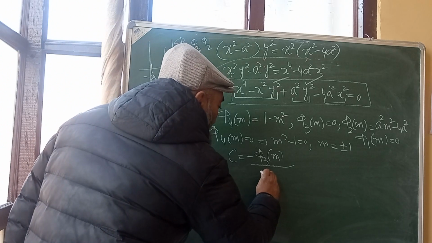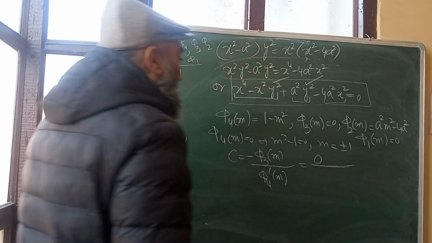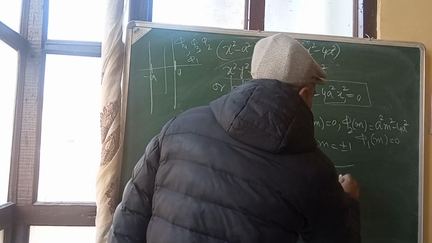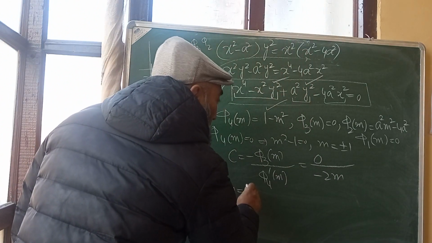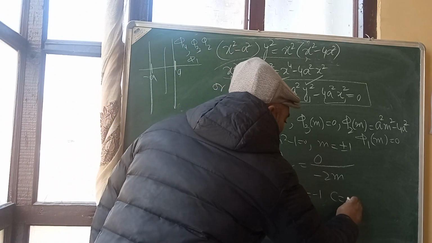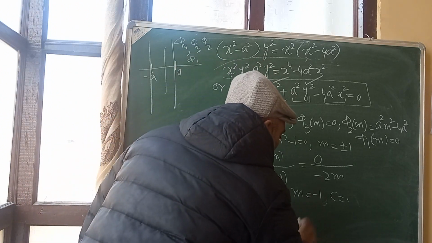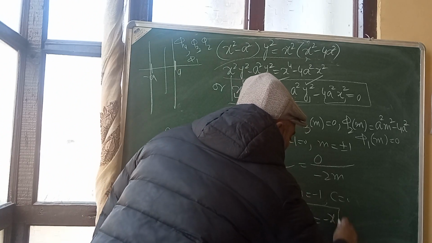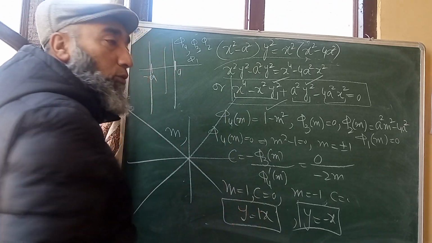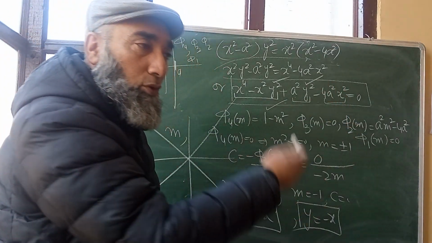So phi 3m is nothing, and phi 4 dash m, its derivative, is minus 2m. So when m is 1, c is 0. When m is minus 1, c is 0. So y is mx plus c: y is x plus c, and y is minus x plus c. This is y equal to x. This is y equal to minus x. Two oblique asymptotes. So there were two parallel asymptotes and two oblique asymptotes.